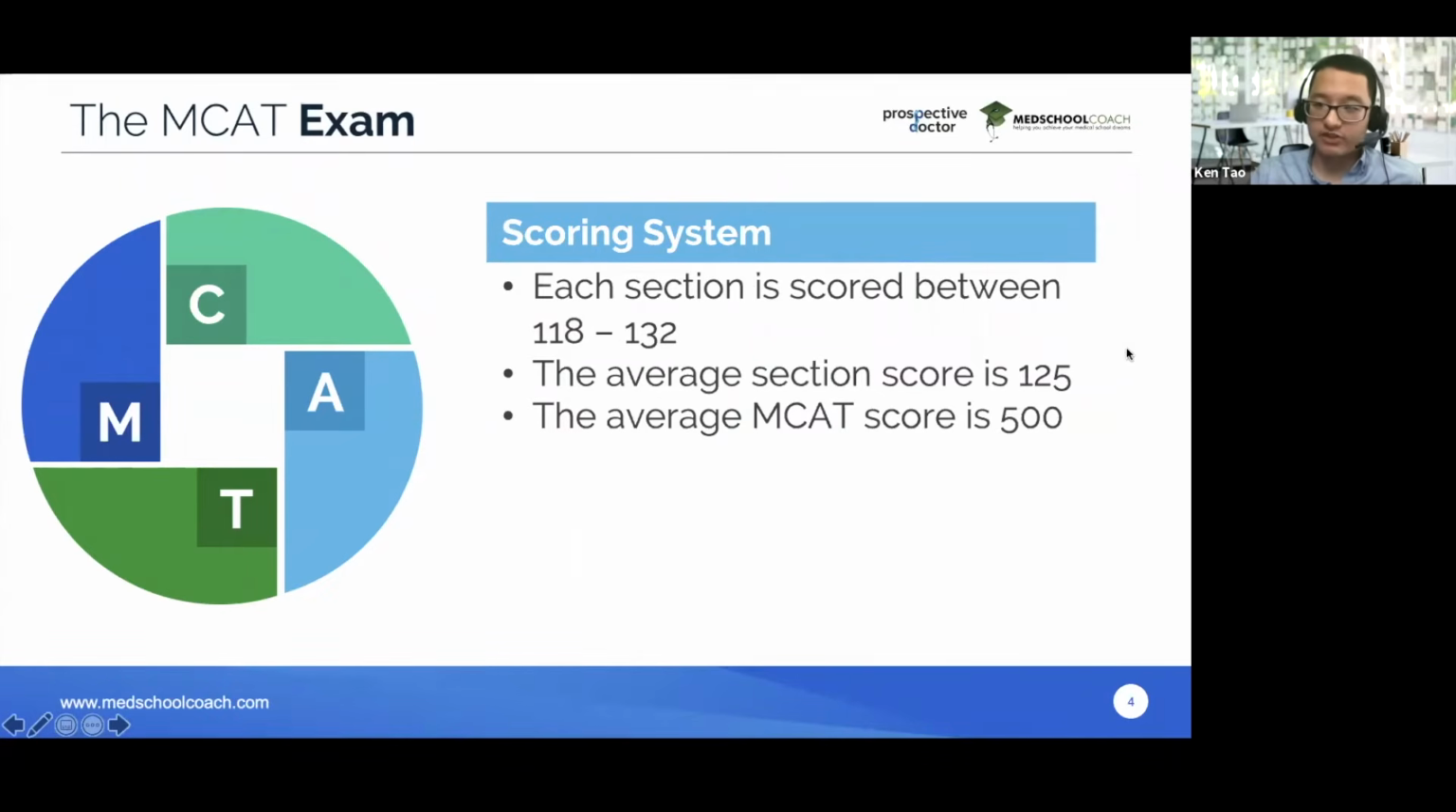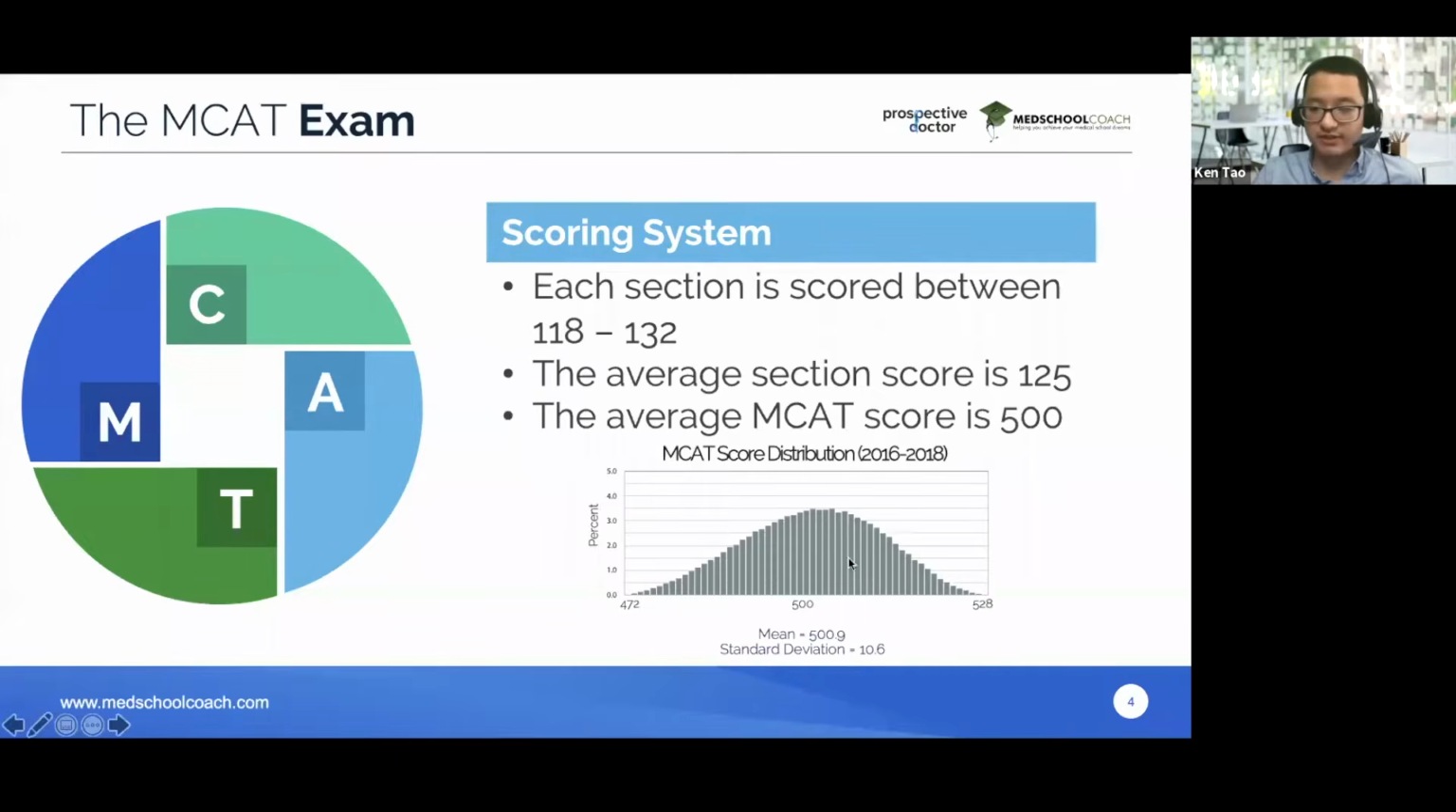125 right in the middle is the average score, 118 obviously being the lowest score, 132 being the highest score. The nice thing about this is it's very convenient for medical schools, because if a student gets an average score in all 4 sections of the exam, then we're looking at a 500. So this makes it very easy for medical school admissions committees to identify if a student is above average, meaning that their score is in the 500s, or if they are below average, meaning that their MCAT score is in the 400s. The MCAT is scored on a normal distribution, so that means most students are going to be right in the middle, around a 500, and very few students are going to be getting a very high score, and very few students are going to be getting a very low score.